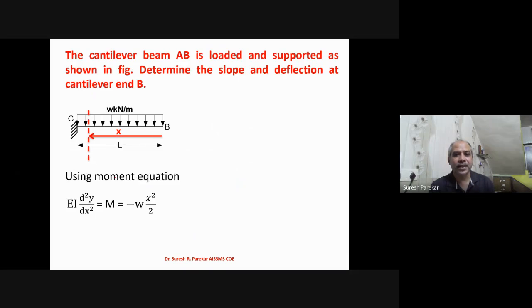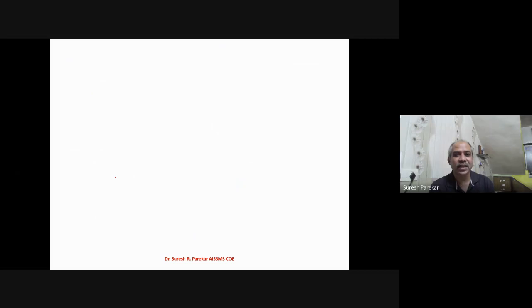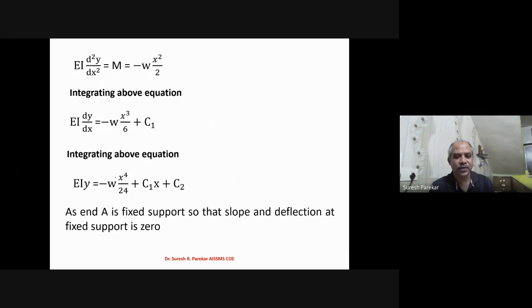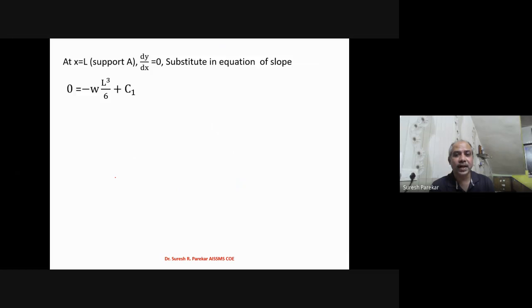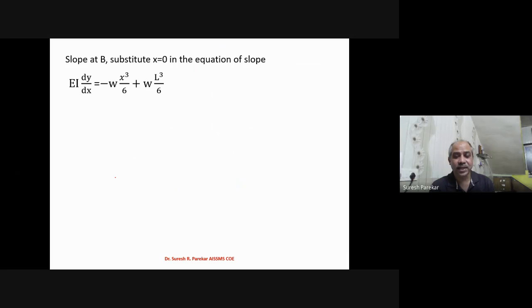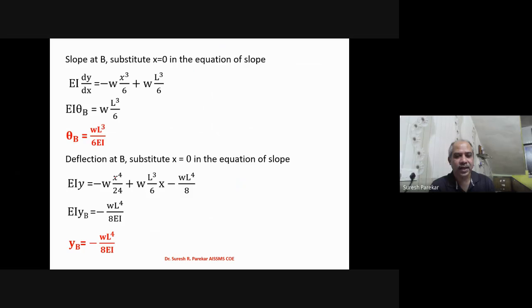My equation will be minus WX square by 2. In the same fashion, you have to find the value of C1 and the value of C2. Just integrate the equations in this fashion. By substituting your boundary conditions, we get C1 as WL cube by 6, and C2 as minus WL to the power 4 by 8. Then we have the equations. This will be the equation for slope. Put x equal to 0 and you get slope at B, and put x equal to 0 in the deflection equation to get deflection at B. Minus is in the downward direction.